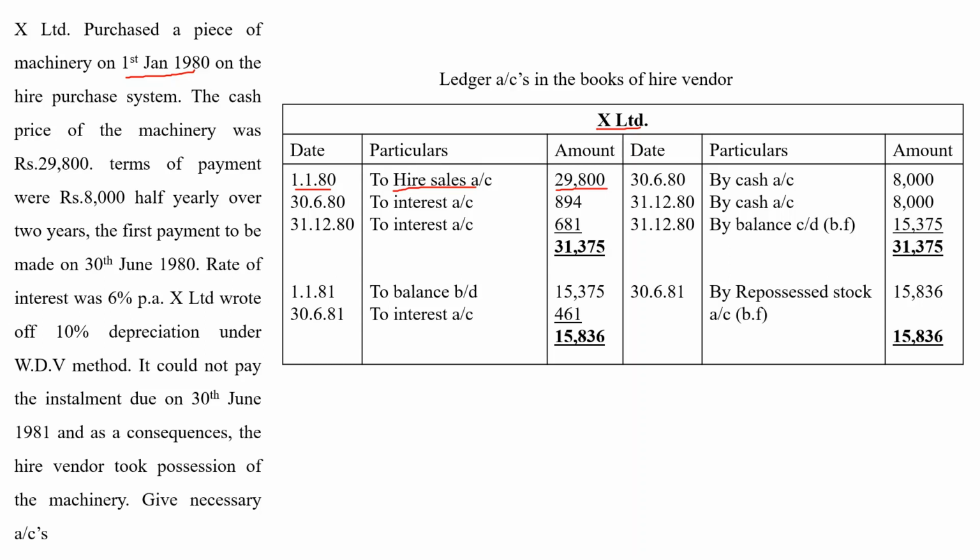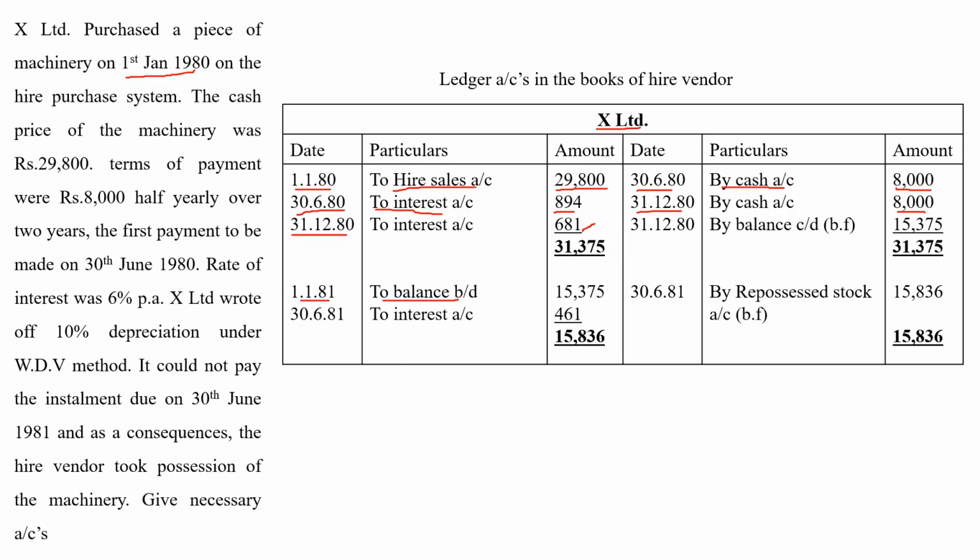Then interest. So when does the interest become due? As I already explained, interest becomes due on half yearly rest. On 30/6/80 interest becomes due. First installment interest, write the amount in the amount column. On the same day, first installment amount is received by cash account. Then second installment becomes due on 31/12/1980. So write the second installment interest amount. On the same day, second installment amount is received. Tally your accounts, find the balancing figure, bring the balancing figure to the next year. Next year we are bringing down the balancing figure.